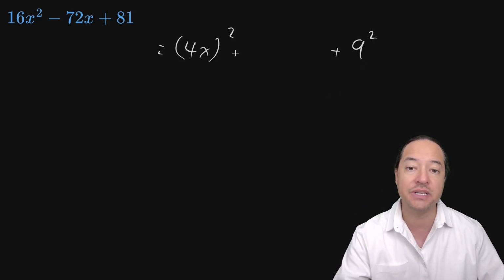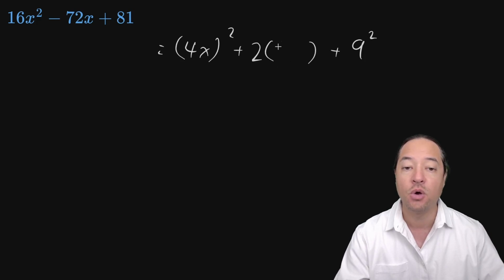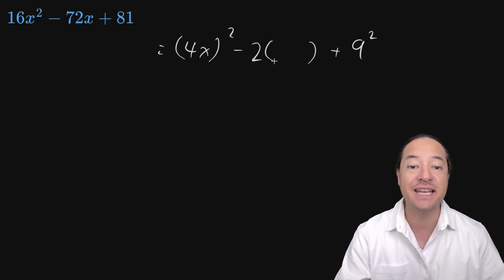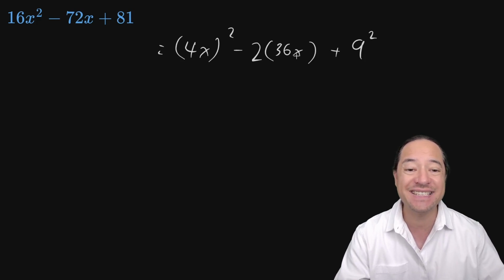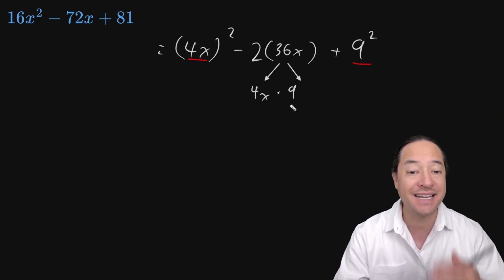And so the goal is we want to check to see if we factor a 2 out of this middle term, what are we going to get? Well, I guess we'll factor a negative 2 out, right? So we'll get here, what's 72 divided by 2? Well, that's going to be a 36x, okay? And so is 36x equal to the product of 4x times 9, right? These two numbers here, and it is, okay?